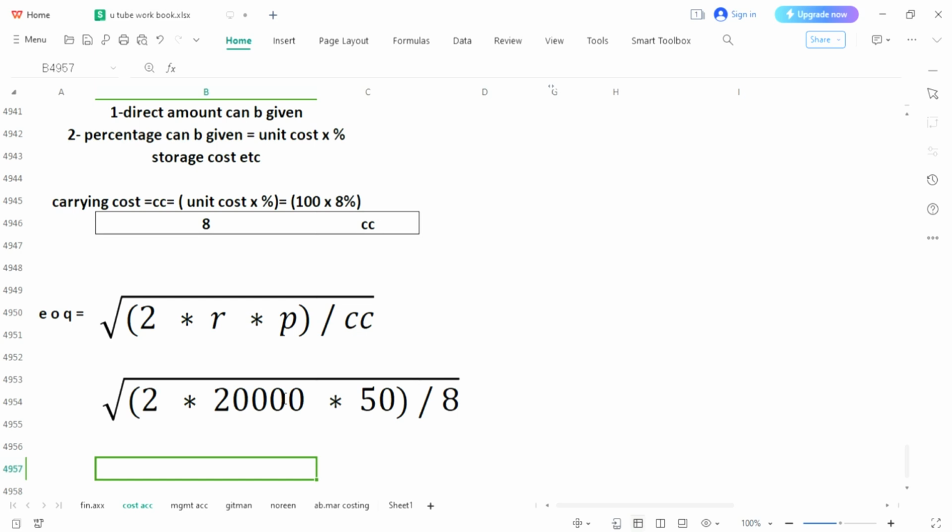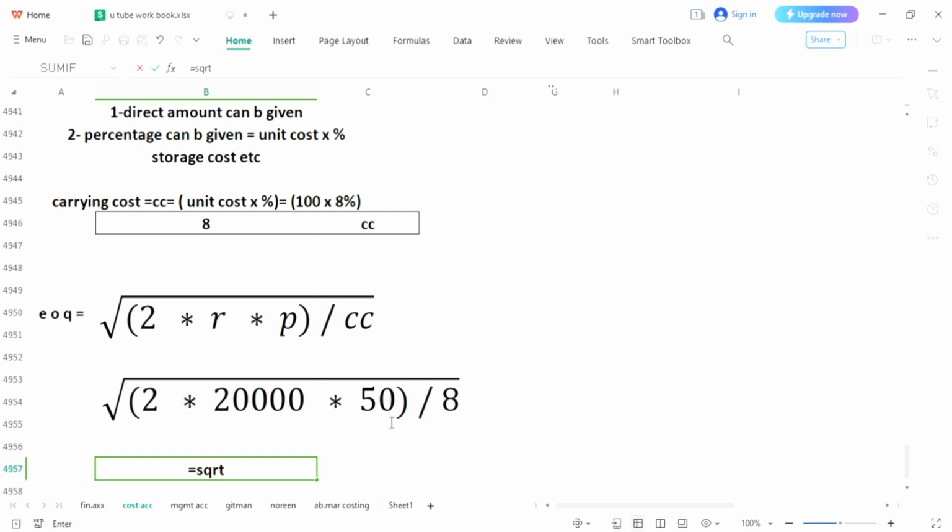In Excel we write square root as SQRT. Let's say if you don't want to use Excel, simply take your calculator and first multiply 2 with 20,000, then multiply it with 50 divided by 8.